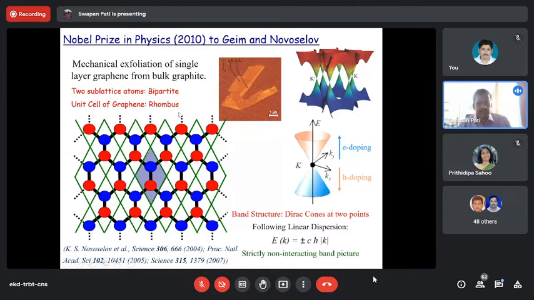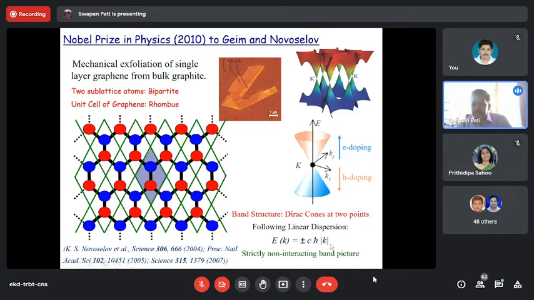And graphene is a two-dimensional system with two sublattice atoms, bipartite. The unit cell is a rhombus unit cell, which is drawn here, the shaded region. This is the unit cell. And because it is bipartite, you have these K and K prime points in the band structure. Interestingly, the band structure near the Fermi level, this dispersion is linear. That is, E(k) is plus minus ħ c k.